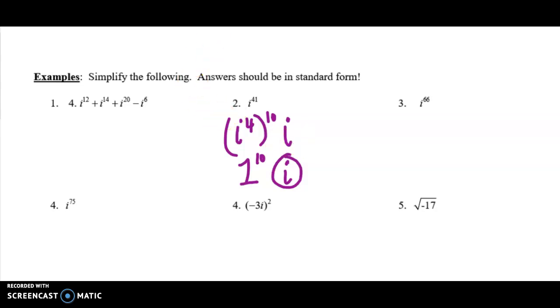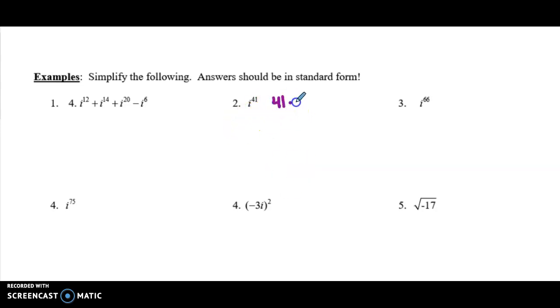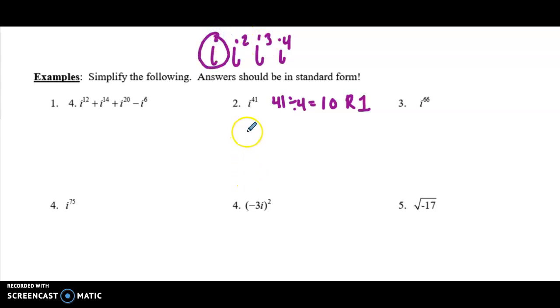Now the other thing that you could do is take your exponent and say, what is 41 divided by 4, and find the remainder. 4 goes into 41 10 times with a remainder of 1. What that remainder of 1 tells you is whether you have i squared, i to the 3rd, or i to the 4th. A remainder of 1 says I have one i left over. So that's one way to do that.